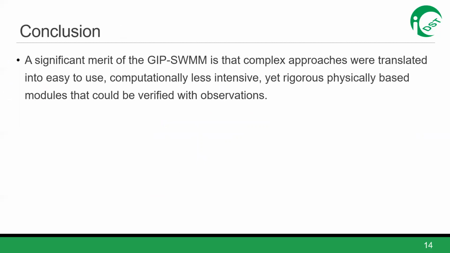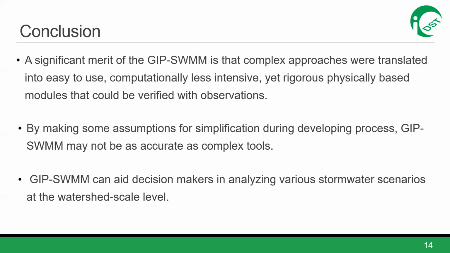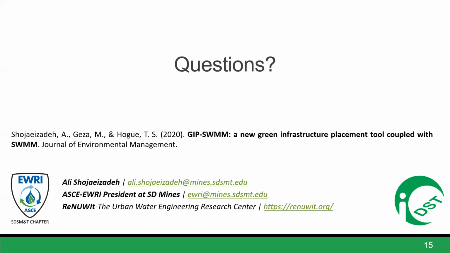In conclusion, a significant merit of GIP-SWMM is that we translated complex approaches into an easy to use, computationally less intensive, but still rigorous physically based module that could be verified with observation. The limitation of this tool is that we made some assumptions for simplification during the development process, so GIP-SWMM may not be as accurate as complex tools. GIP-SWMM can aid decision makers in analyzing various stormwater scenarios at the watershed scale in a short period of time.